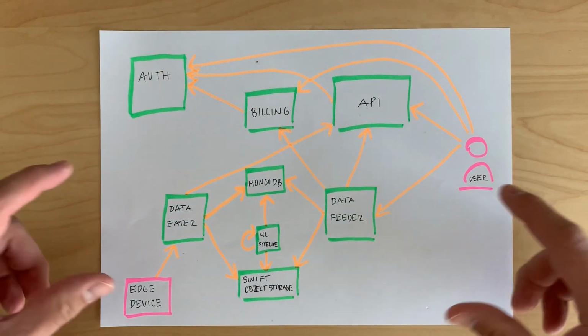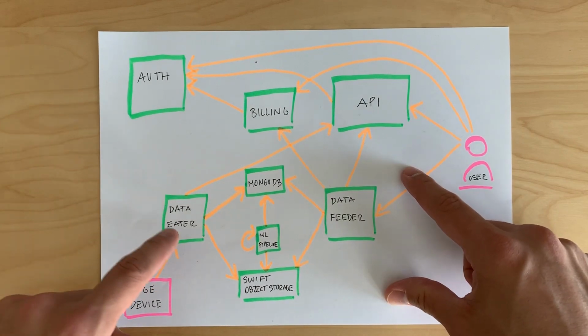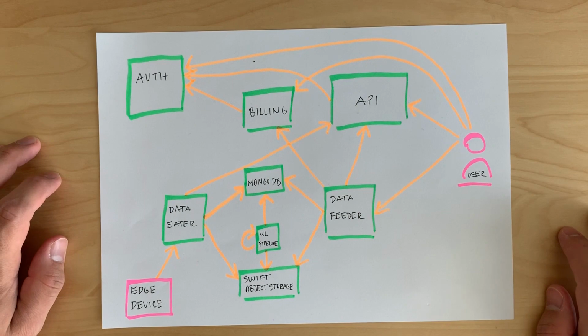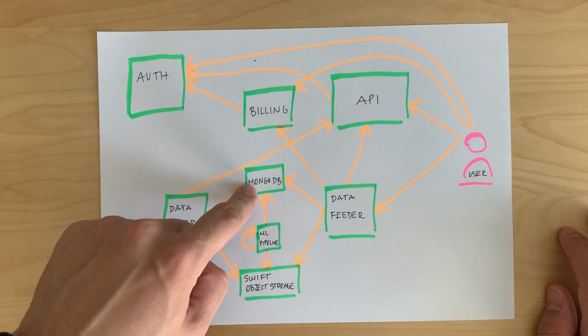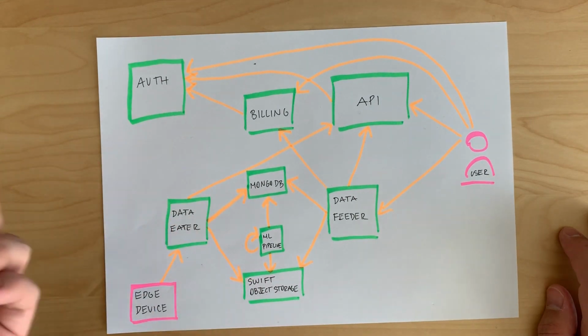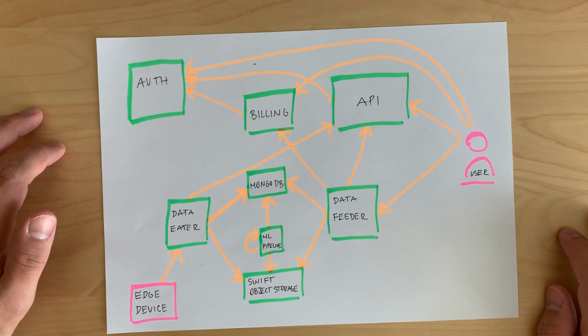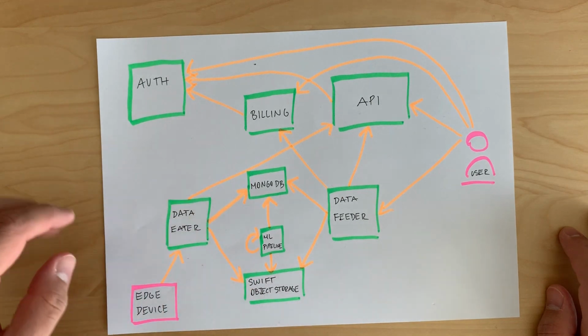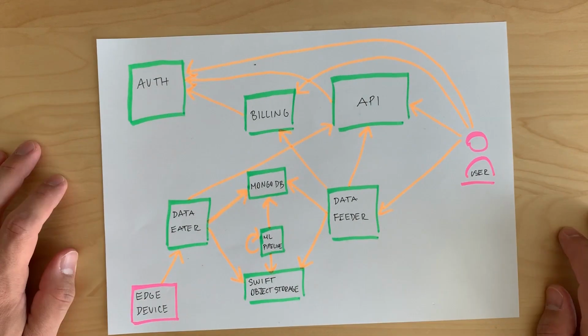And then we have the two crucial components, data eater and data feeder. Both of these components move the IoT data in their respective directions and are written in Python. Both of these components talk to MongoDB and Swift Object Storage, where all the IoT data is stored. Speaking of data, the last piece of the system are ML pipelines, analyzing the data received from the edge devices. These are run periodically as cron jobs, along with other housekeeping scripts for all data removal.